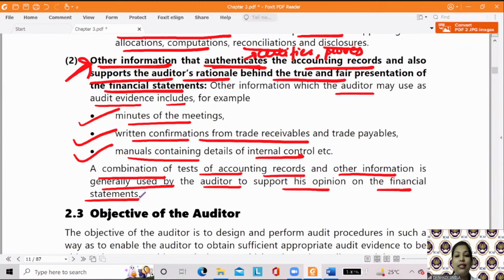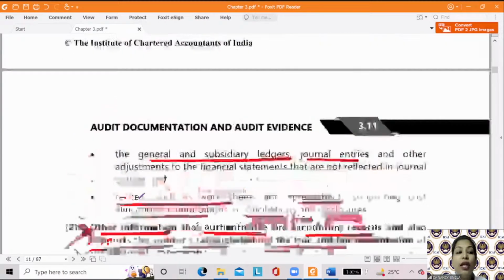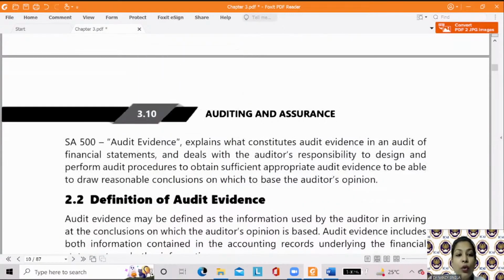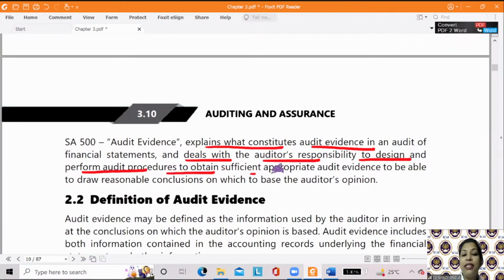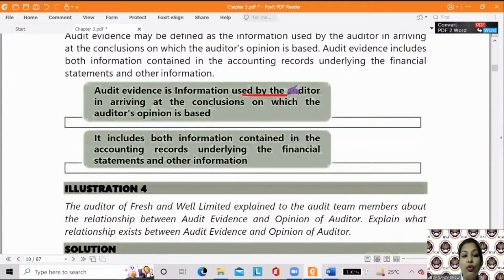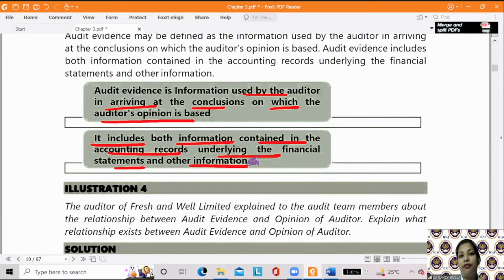So, audit evidence क्या है? सबसे पहले तो SA 500. The name is Audit Evidence. So it explains what constitutes audit evidence. Audit evidence क्या होता है? And it deals with the auditor's responsibility to design and perform audit procedures to obtain sufficient appropriate audit evidence to be able to draw conclusions on which to base the auditor's opinion. ठीक है? What is the definition? Audit evidence is information used by the auditor in arriving at the conclusions on which the auditor's opinion is based. Such information includes both information contained in the accounting records underlying the financial statement and other information.